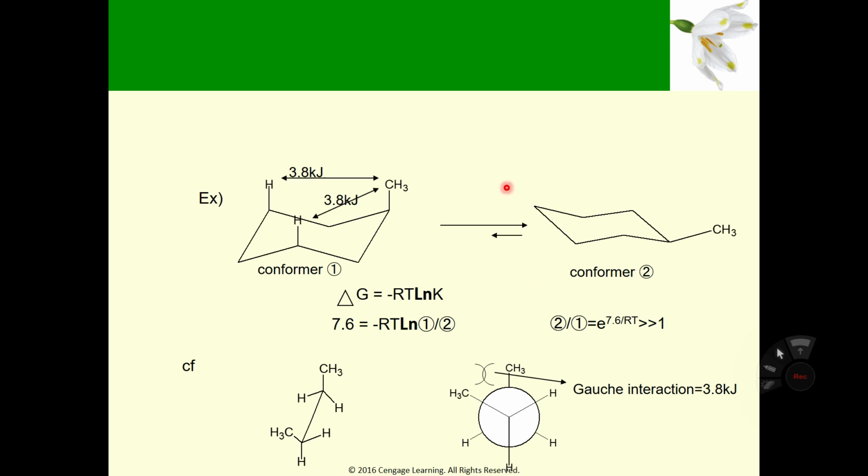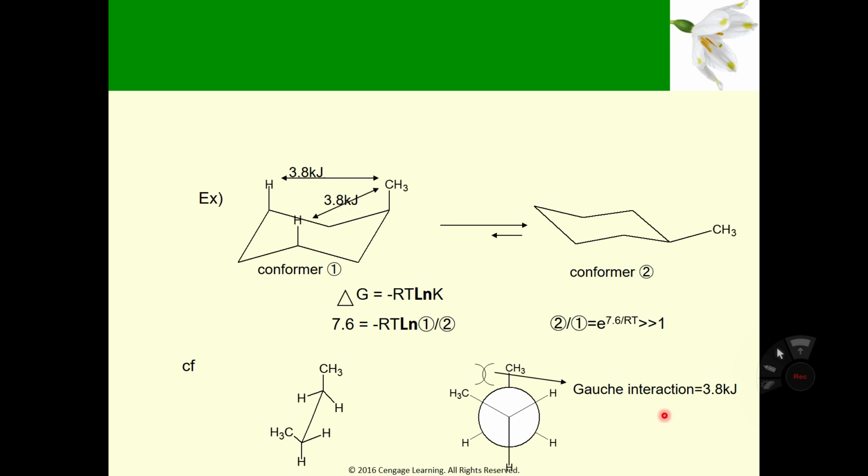What's the energy of the 1,3 diaxial interaction? This is a butane compound, and then the Newman projection of butane. If we look at the Newman projection of butane, this is a staggered form, right? And there is the energy due to these two methyl groups, and we know this is a gauche interaction. We know the interaction energy is 3.8 kilojoules. We already learned that in the last chapter. Actually, the 1,3 diaxial interaction between this CH3 and H is also 3.8 kilojoules.